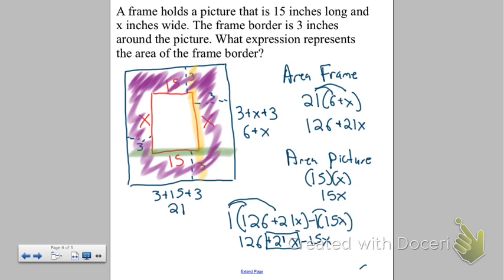Now I can just combine my like terms. Positive 21x minus 15x gives me 126 plus 6x. So this would be my final area of the border.